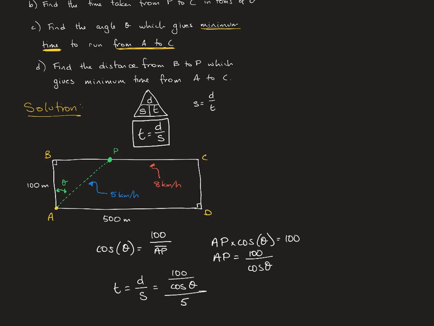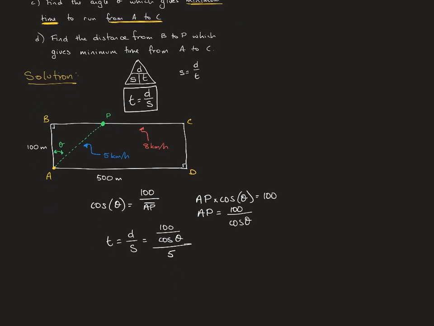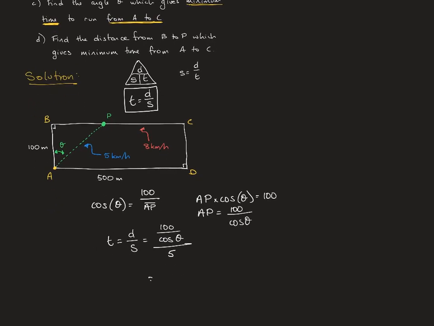So we can simplify this formula down a little bit. So this is 100 over cos theta, divide by 5, or times by 1 over 5. The 5 will cancel with the 100 to give you 20 over cos theta as the time that it takes from A to P. So this is part A.